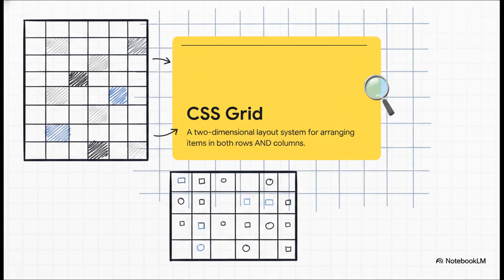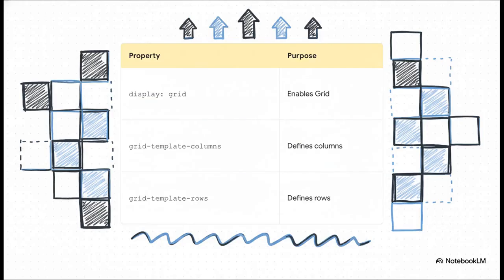It lets you define, well, a grid, and then you can place items exactly where you want them inside of it. This makes it absolutely perfect for the overall structure of an entire web page. With Grid, you get total control. You actually define the structure first, using grid template columns and grid template rows.